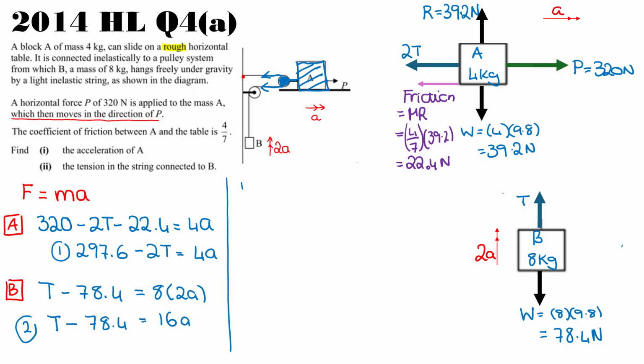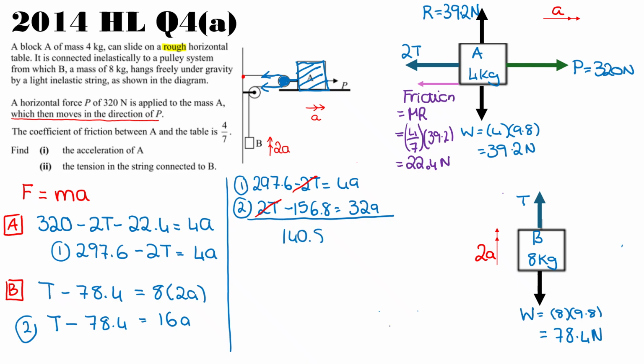Now we have two equations with two unknowns. Let's solve these simultaneous equations. So 297.6 minus 2T is equal to 4a. I'm going to double this second equation straight away. So that gives us minus 156.8 is equal to 32a. What that does is it means that our 2T minus 2T are now eliminated. That gives us 140.8 is equal to 36a.